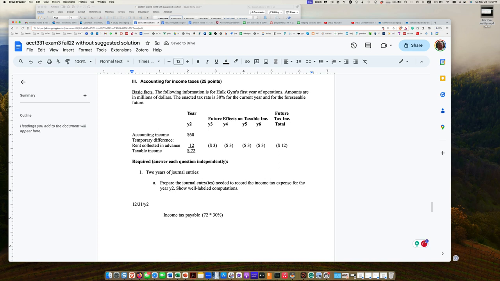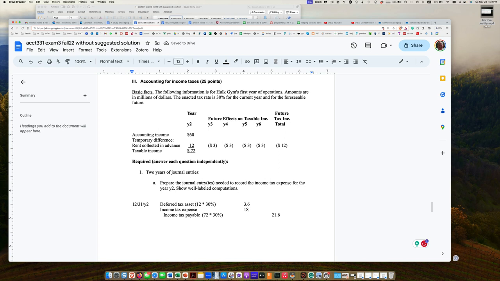Hey Siri, what is 72 times 0.3? 21.6 is the credit. We're going to get this future benefit from prepaying this tax, 12 million times 30%. We're going to have a deferred tax asset of 12 times 30%, and 3 times 12 is 3.6. And then the income tax expense is the plug, and that's going to be 18 million.